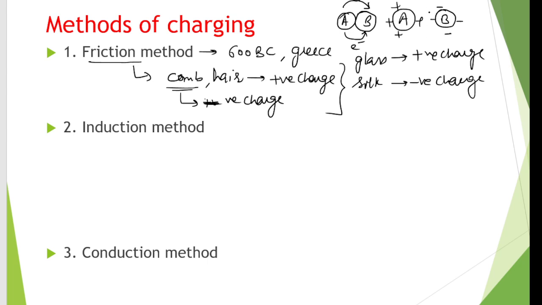So electrons have a negative charge. In this way bodies get charged. This method of charging is called friction method. Next method is induction method.